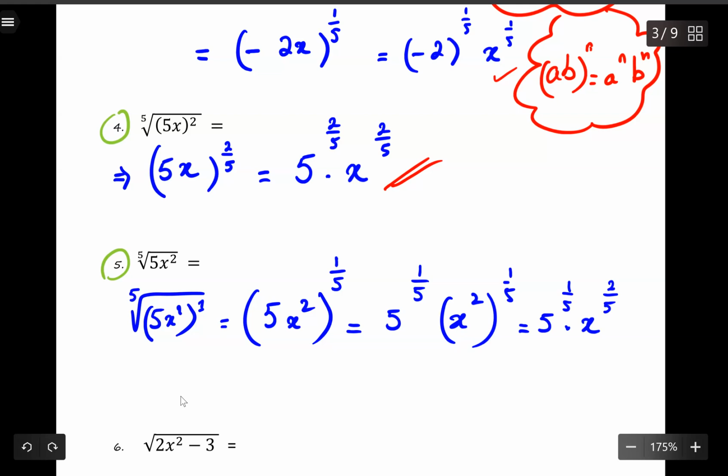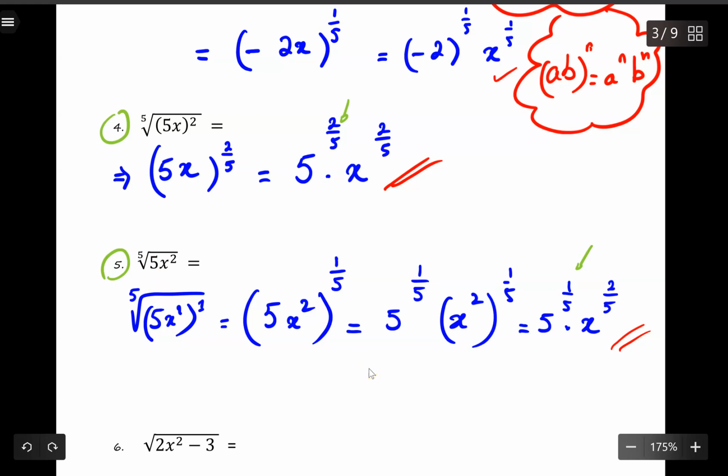The difference is, this one has 2 over 5 as the exponent for 5, and this one has 1 over 5 as the exponent for 5. So there's a huge difference between number 4 and number 5 when we don't have the brackets surrounding the 5x. The exponent 2 only applies to the x. It doesn't apply to the number 5.